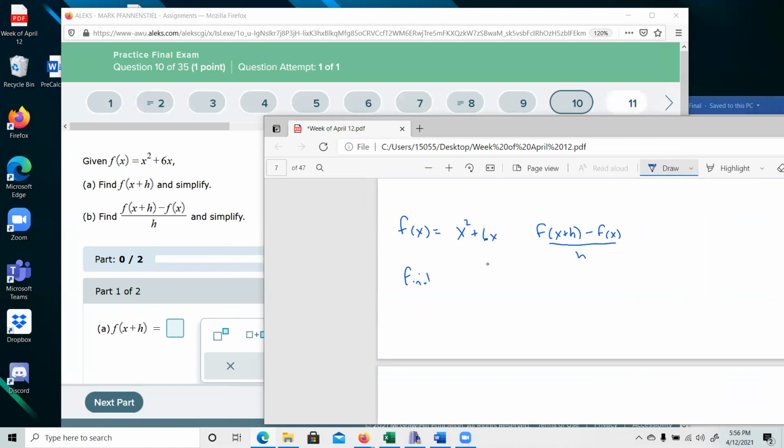Find the difference quotient, comma, and simplify.